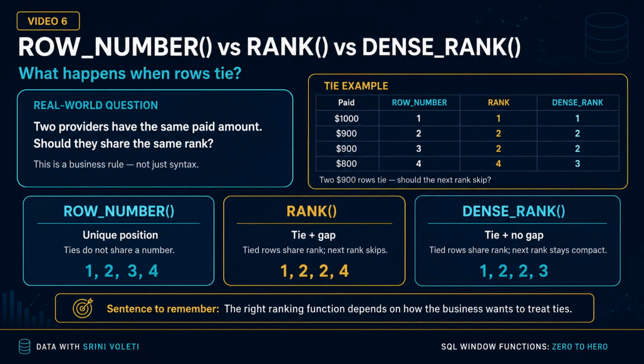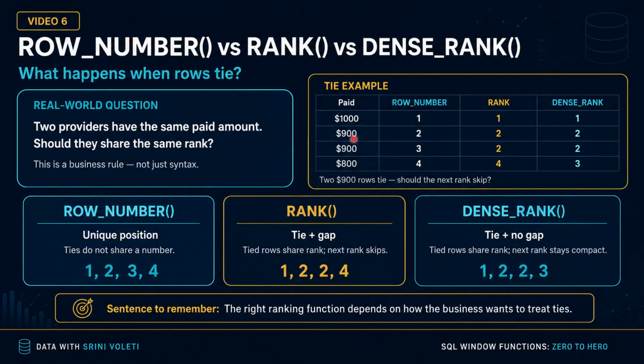Let us start with the real question, not the function names. Imagine the business asks us to rank providers by paid amount. Most of the time that sounds easy. Biggest amount is number one. Next biggest amount is number two.